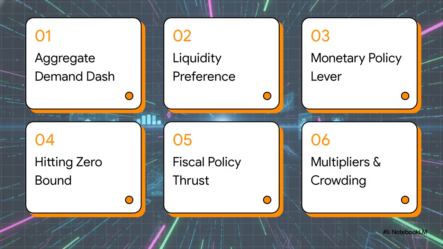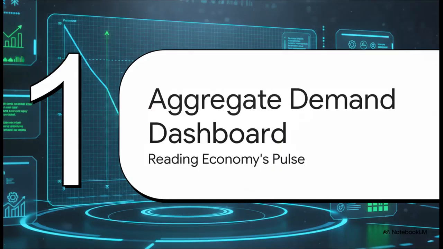Taking a quick look at our system diagnostic menu, we're covering the aggregate demand dashboard, liquidity preference theory, the monetary policy lever, hitting the zero bound, the fiscal policy thrusters, and finally, multipliers and crowding out. All right, Section 1, the aggregate demand dashboard. This is how we read the economy's pulse.